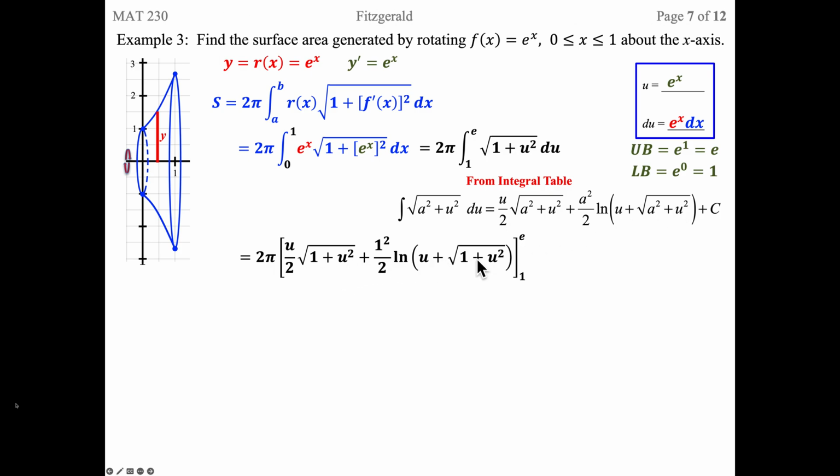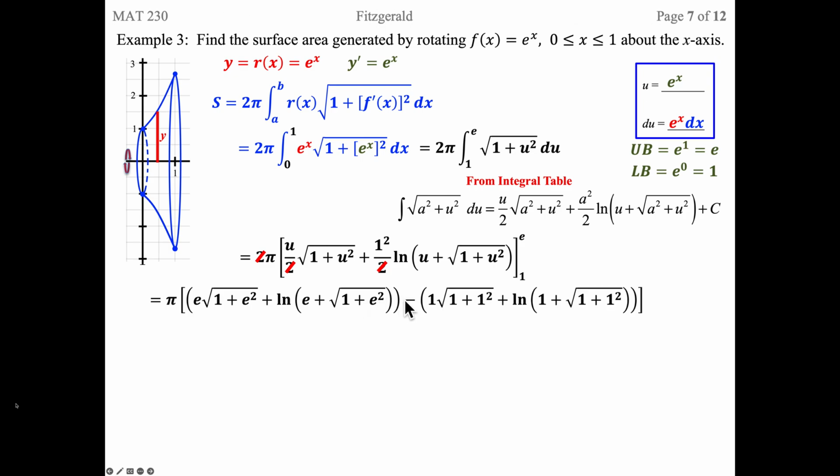And I have two terms here. To simplify this, we'll take these 1/2, if you will, factor them to the front, and that will cancel with the 2. So we'll plug in the e. So pi times e times the square root of 1 plus e squared plus the natural log of e plus the square root of 1 plus e squared, minus, now we put 1 in for all the u's, 1 times the square root of 1 plus 1 squared plus natural log of 1 plus the square root of 1 plus 1 squared.